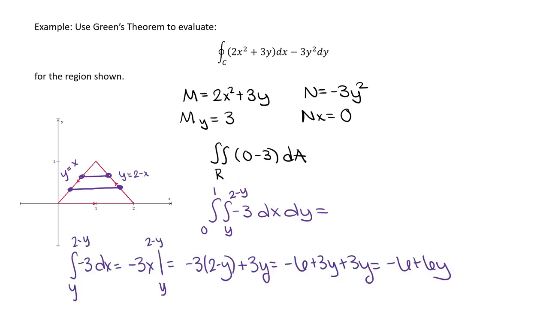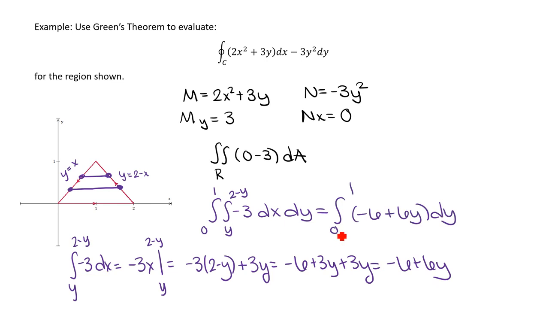We'll do that inside integral first. So we're going to integrate negative 3 with respect to x. We get negative 3x. Plug in my bounds of integration and subtract. I did some distributing, combining like terms, and I got negative 6 plus 6y.